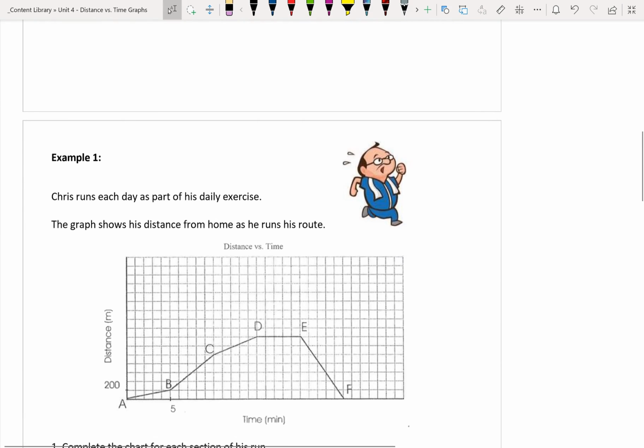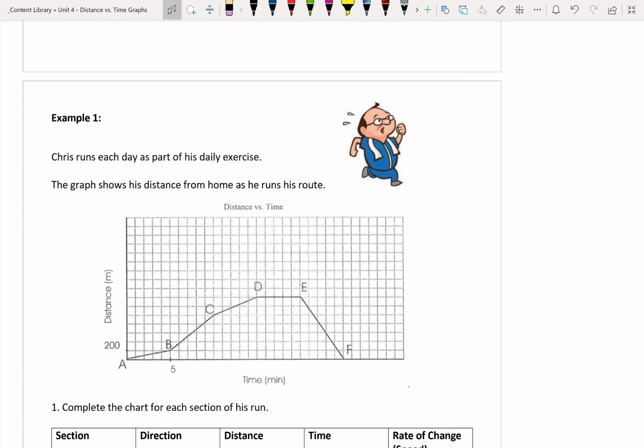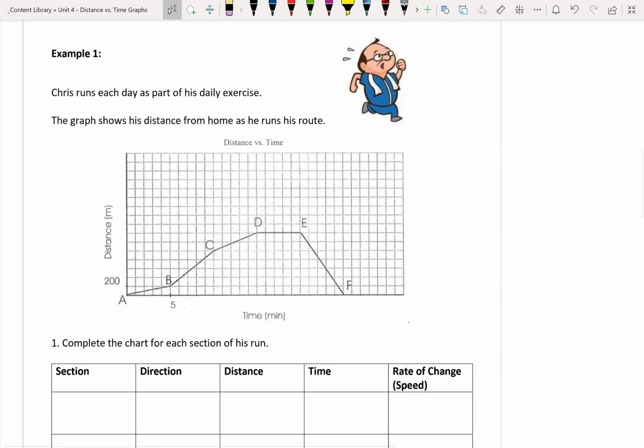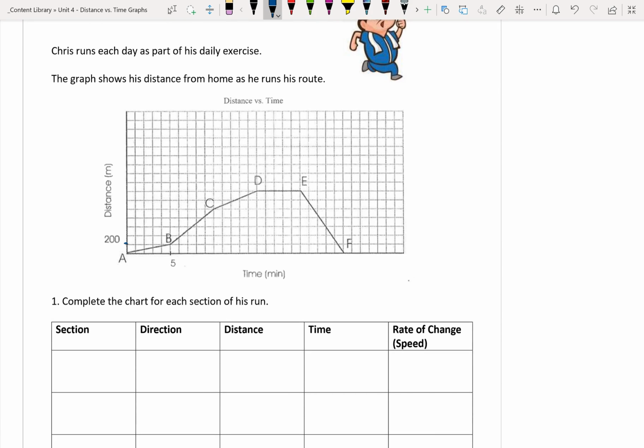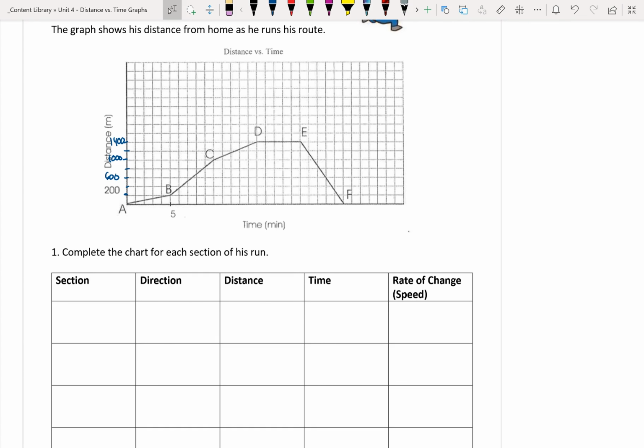In example 1, Chris runs every day as part of his daily exercise, and the graph shows his distance from home as he runs his route. We have our distance time graph here. We have our vertical axis of distance, where each box represents 200 meters: 200, 400, 600, 800, 1,000, 1,200, 1,400, and so on. On our horizontal axis, we have our time in minutes, with each box representing 1 minute. I want to complete this chart for his run.